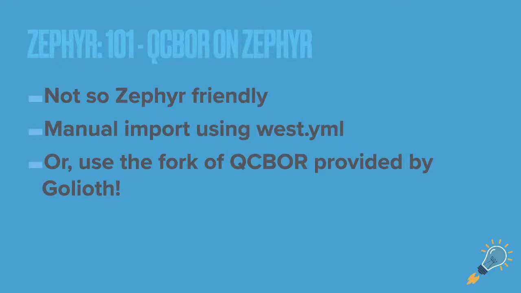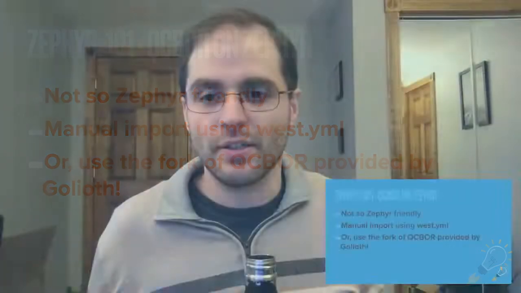The only downside is it's not 100% Zephyr friendly at the moment. It does not include it in the vanilla Zephyr. You'll have to either manually import it into your west.yaml and then do some CMake magic on the back end, which I've done. Also, Goliath has a fork of it where they actually just added the CMake files and the kconfig files in, so you could actually just import it as a library. Very simple, and that's probably the recommended way to use it.